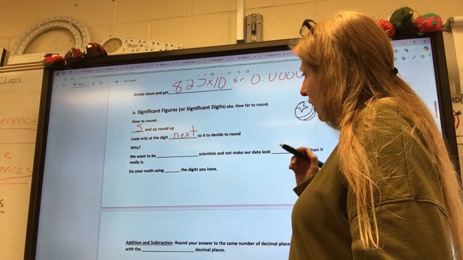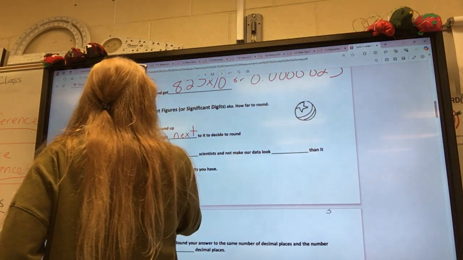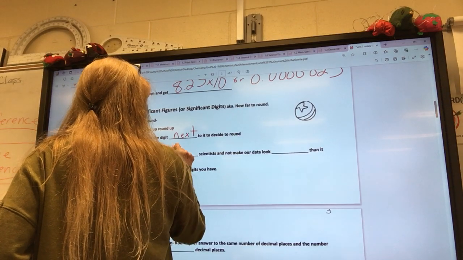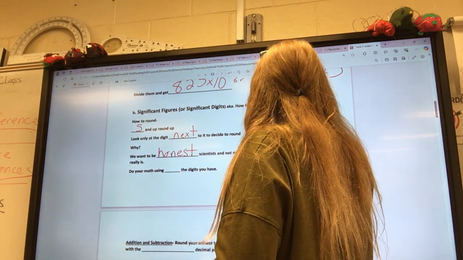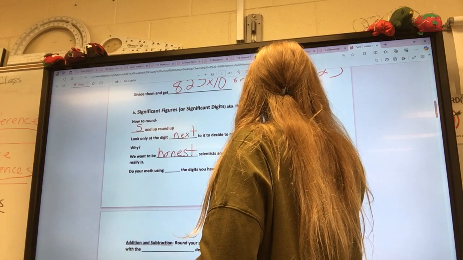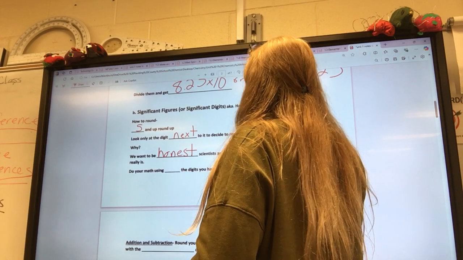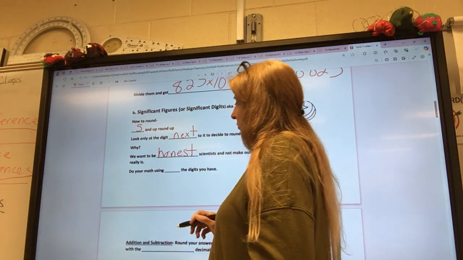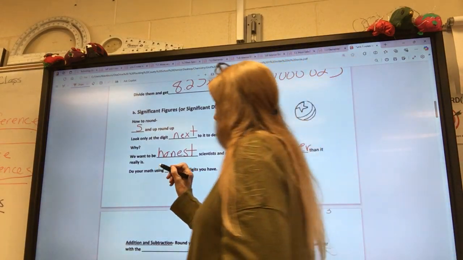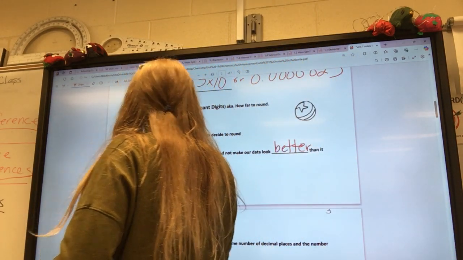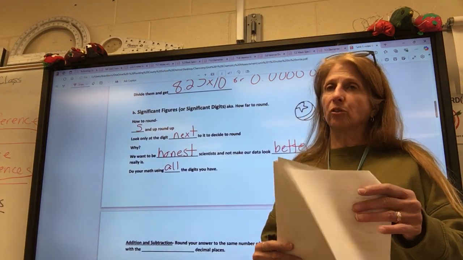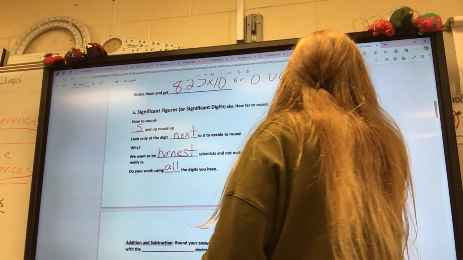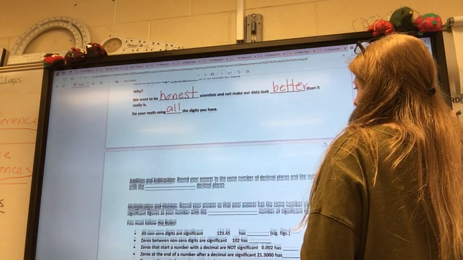Now why? Why do we do this? Because we want to be honest scientists and not make our data look better than it is. Okay? But first of all, you do your math using all the digits you have. You do not round until the very end. Don't start rounding in the middle. It'll give you the wrong answer.